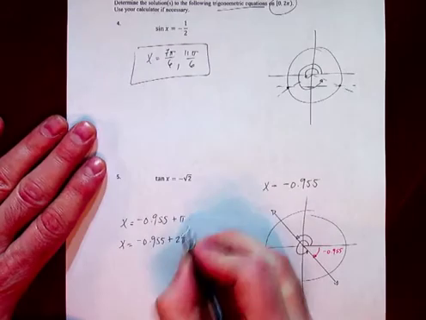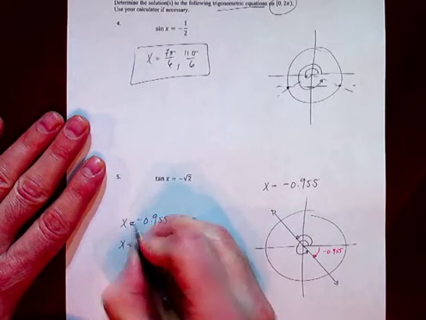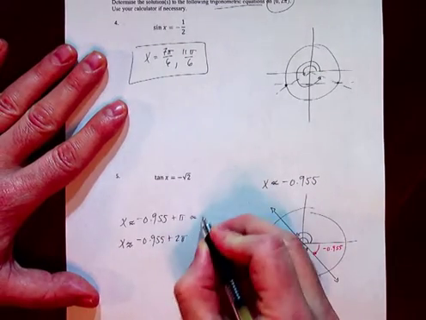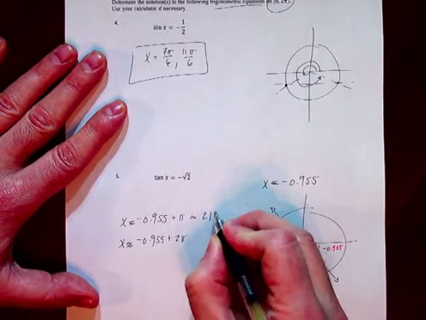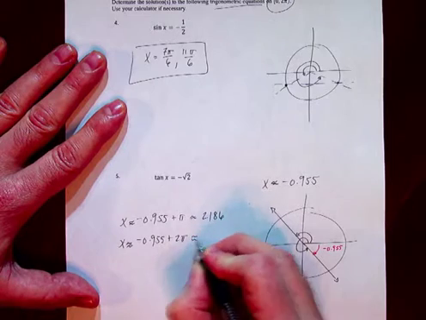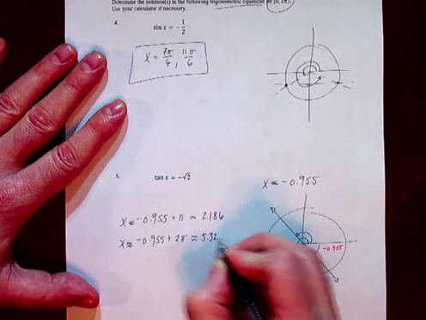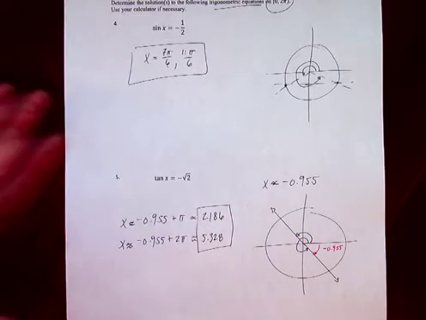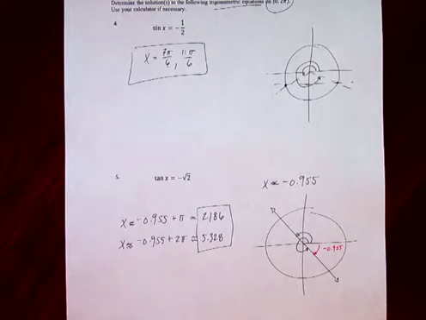And you get, and these should be squiggly as well, right? All these should be squiggly since we're dealing with approximations. 2.186, and this is approximately 5.328. Always to 3 decimal points. Always to how many decimal points? 3 decimal points. We've been over this before.